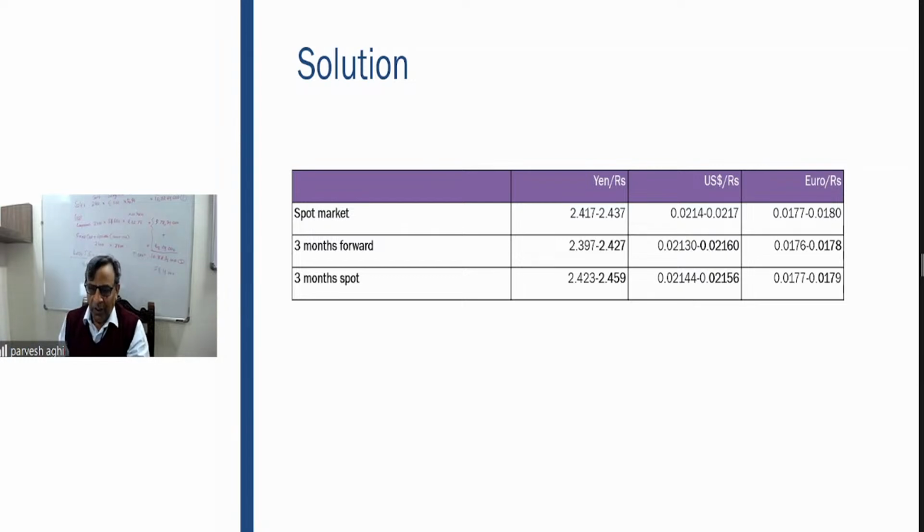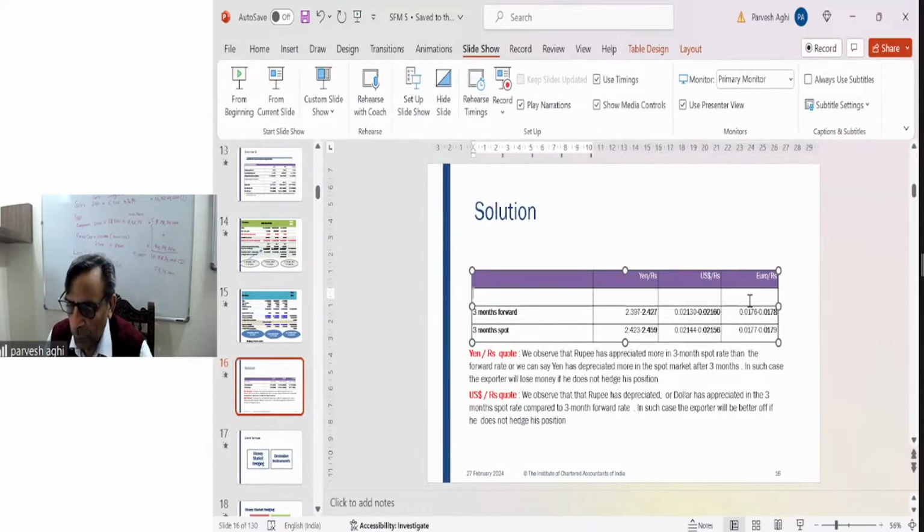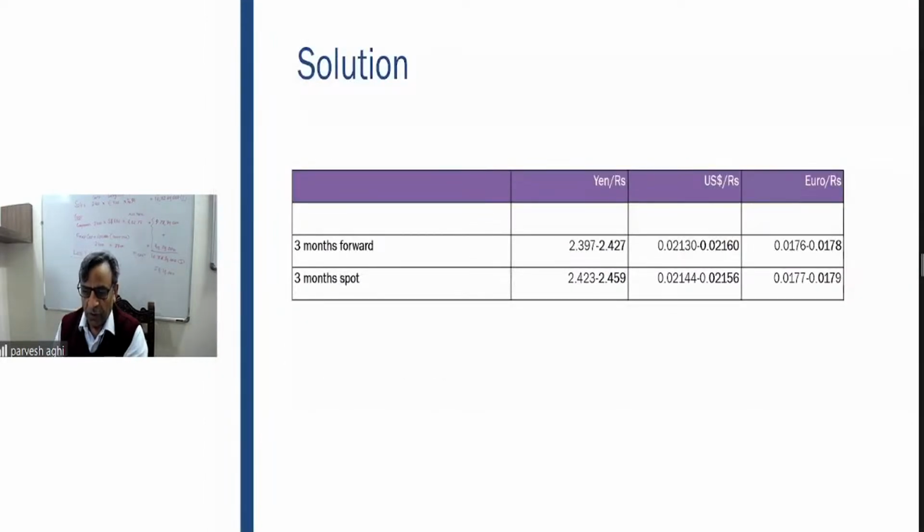Now, look at the quotes: spot rate, forward rate, and 3 months spot rate. Here, we are not bothered about the spot rate, so I can just delete the spot rate, which is of no meaning to me, and focus on these 2 rates, the 3 months forward rate and 3 months spot rate. Now, the question is whether we should go for a forward contract or not. Just look at what I'm explaining carefully. Don't miss out what I say.